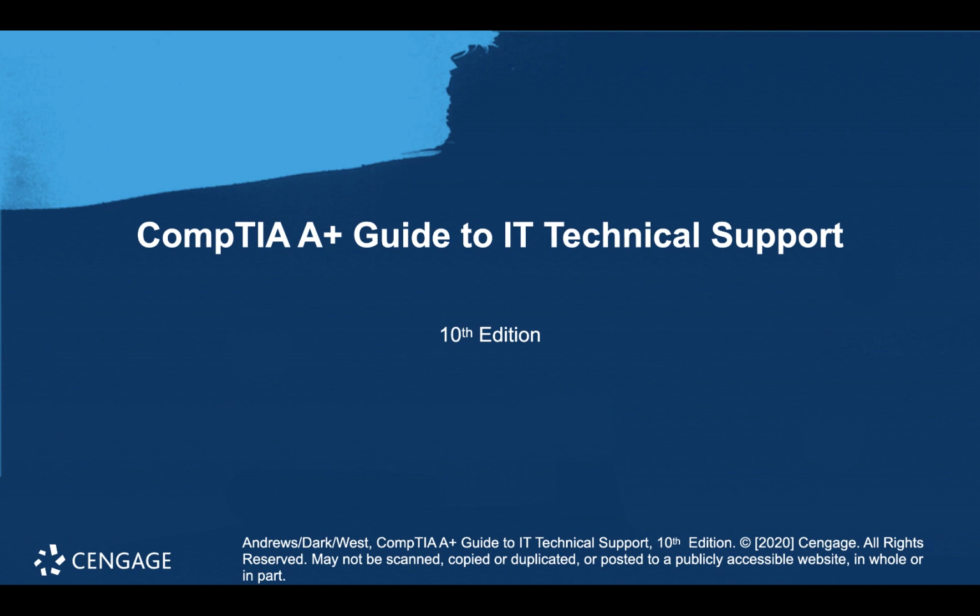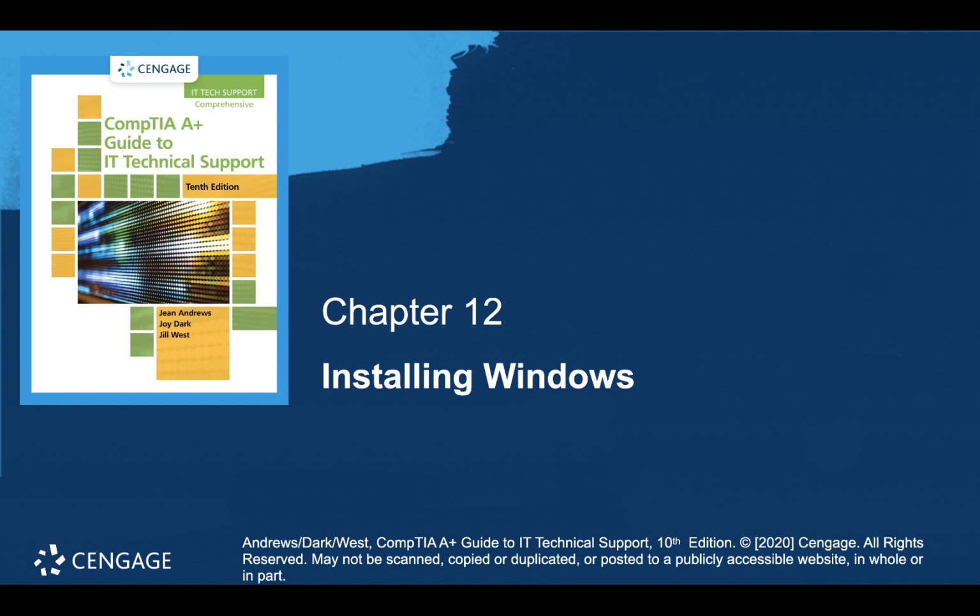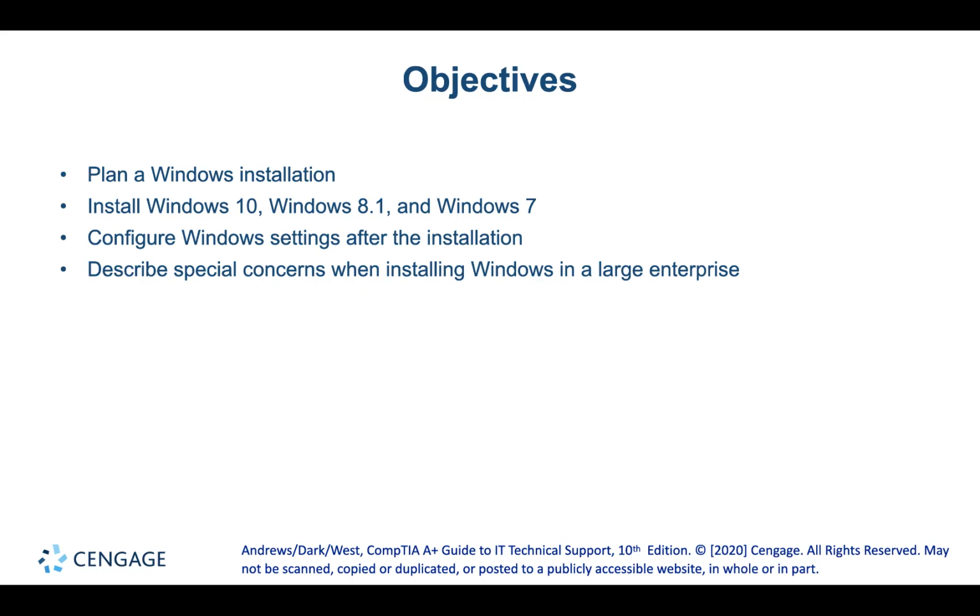In this video, we're going to cover our Chapter 12. We're going to start the process of installing Windows. Our objectives for this chapter are to be able to plan a Windows installation focused on Windows 10, installing Windows 10 in a virtual environment, and configuring many Windows settings after their installations. And finally, we'll cover certain aspects to be aware of when installing Windows within a larger organization.